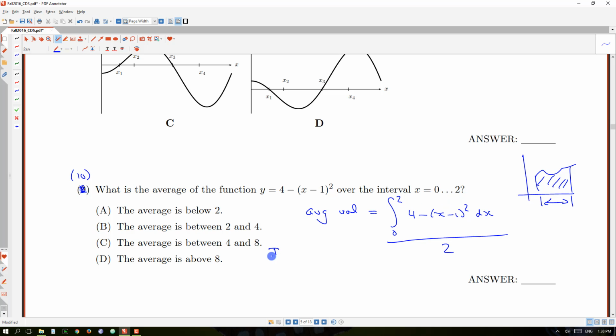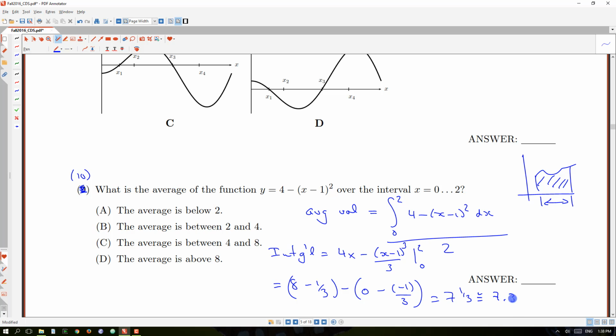So let's evaluate the integral. That will equal 4x minus (x minus 1) cubed all over 3 between 2 and 0. That will be 8 minus 2 minus 1 is 1 minus 0 minus 1, 0 minus 1 cubed will be negative 1, also over 3, and that will give us 7 1/3, or 7.333. When we then take that area, remembering that's what the 7.333 represents, and divide it by 2 to get an average value, to get an average height, we're going to be at around 3.667, and that puts us in the range for B, between 2 and 4.